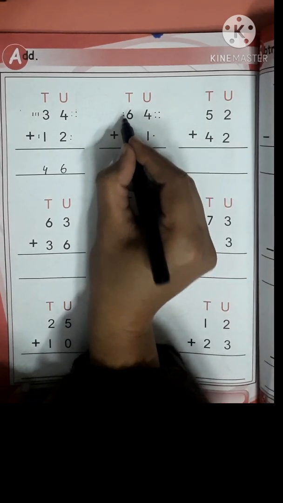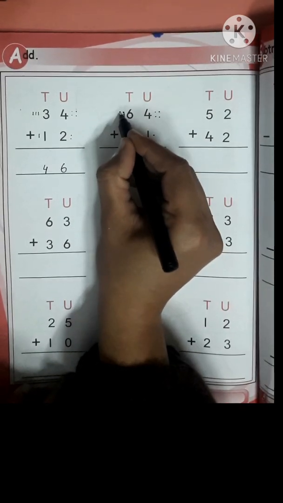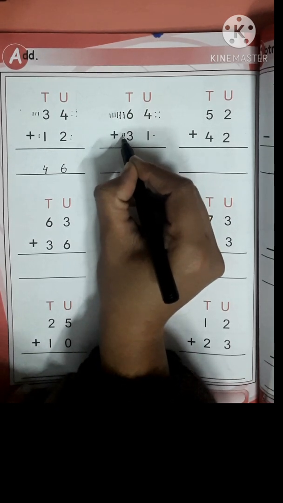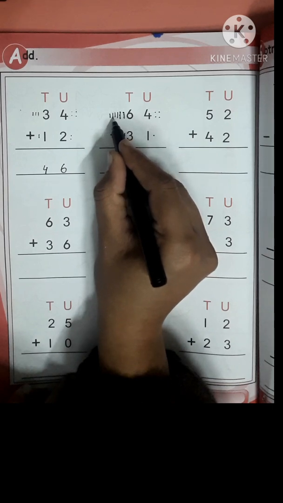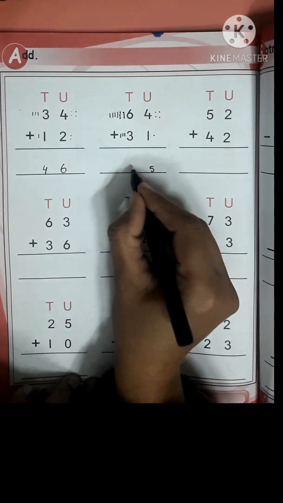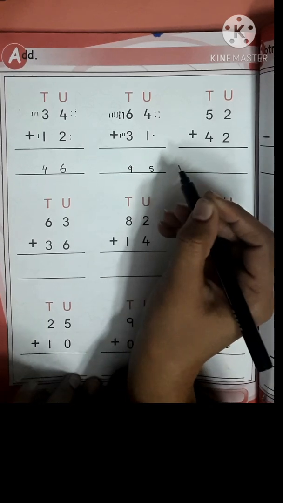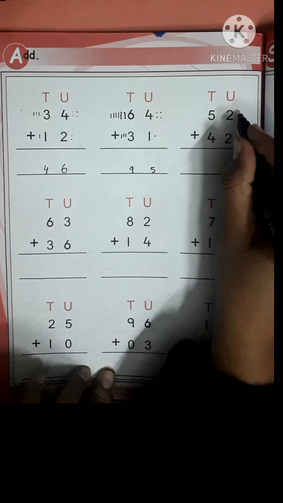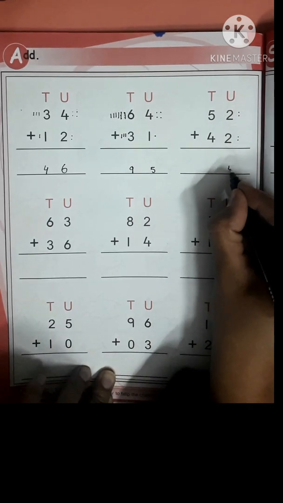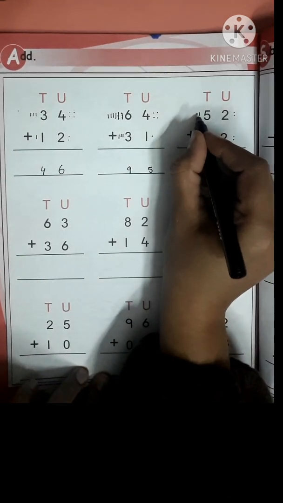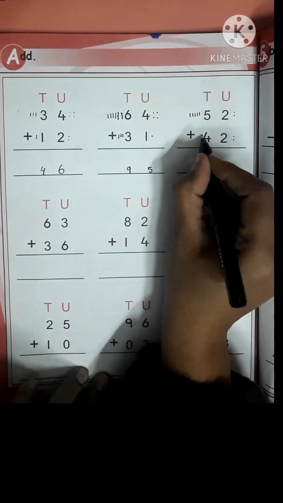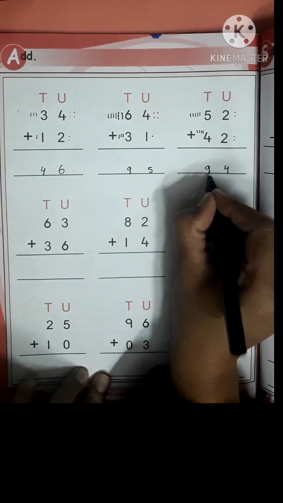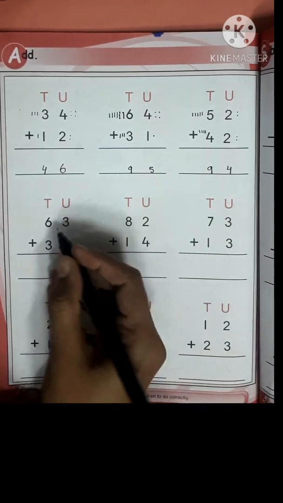Now the turn of tens. There are 6 tens and we will add 3 more in it. Now 6 and 3, the answer is 9. Now the next one, we will add units first. 2 and 2, answer 4. Now we will count tens. 5 and 4 tens, answer is 9.